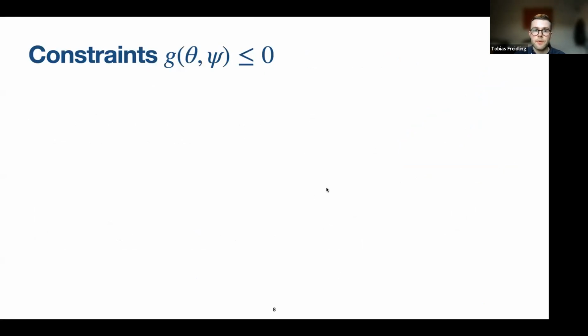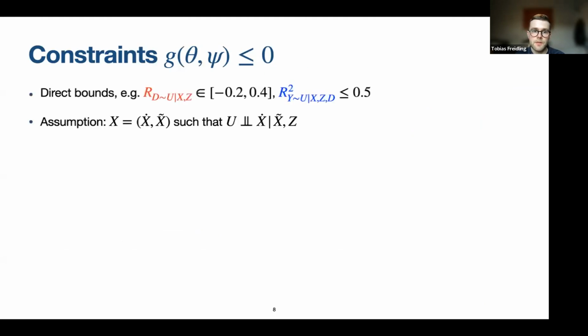So next on, we look at the constraints that we want to put on our sensitivity parameter. The easiest way of doing it is just directly bounding them. So for example, if a researcher is happy to specify a range that this red or this blue sensitivity parameter can take, then we can directly take this and solve the optimization problem.